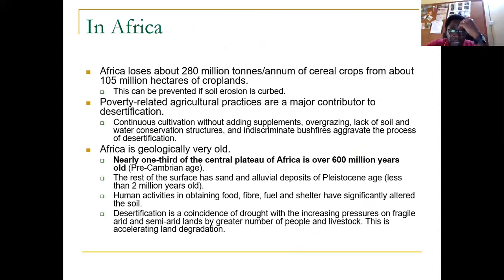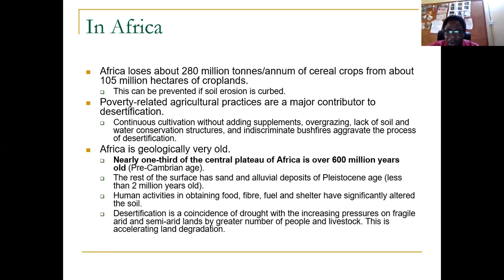And then most of the agricultural practices in Africa are poverty related because we still practice subsistence farming, continuous cultivation of land, overgrazing. We don't have irrigation systems. We don't have water conservation structures in place. In the savanna regions of Africa, you have a lot of bushfires that destroy large portions of the savanna ecosystem. And then, like I said earlier, the geology is of the Precambrian age, over 600 million years, for those who believe that the world is over millions of years and all that.